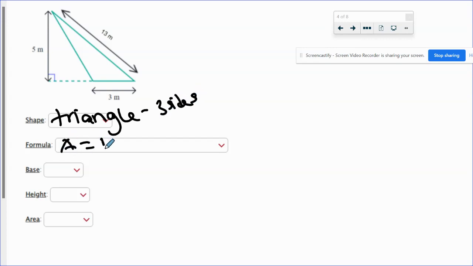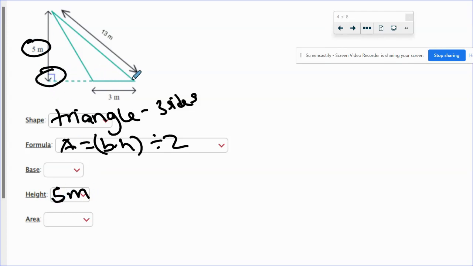Formula is still base times height divided by 2, or half of it. Here is my right angle. My height is always vertical, which would be this 5 meters. And it comes down and it would touch the base of 3 meters. 13 would be our distractor because it's not part of the right angle.